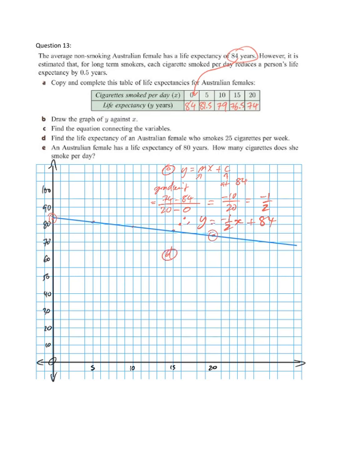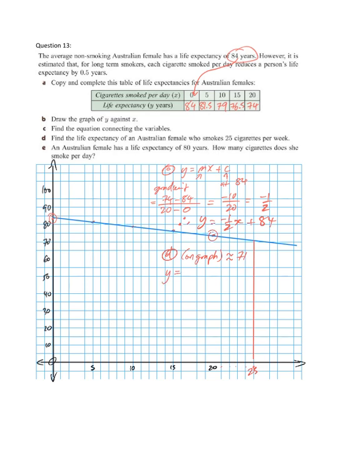D. Find the life expectancy of an Australian female who smokes 25 cigarettes per week. So 25 is going to be 1, 2, 3, 4. It's going to be here, 25. Using my graph, draw a line up. So it looks like it's going to be around 71 or so. It's above 70. But you could answer that. You could say D on graph, approximately 71. Or you could use algebra, because you've got the equation.